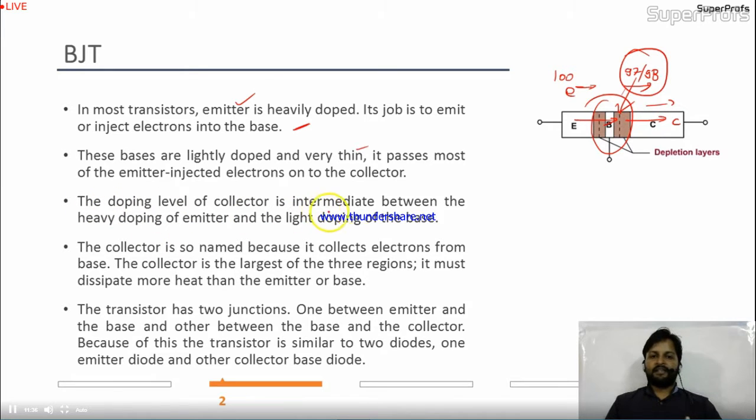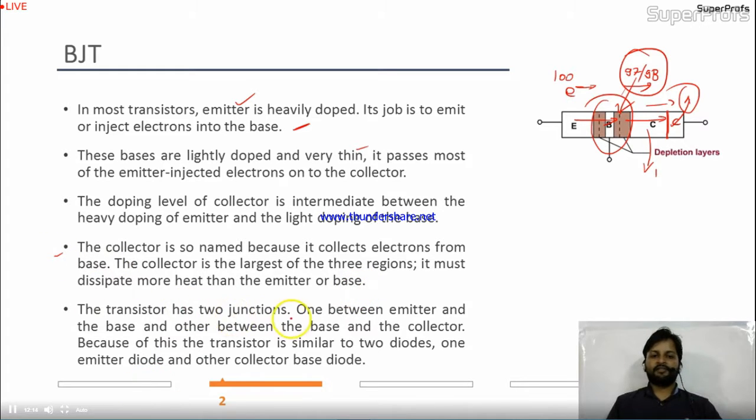The doping level of the collector is intermediate between the heavy doping of the emitter and the light doping of the base. Why? I told you earlier, because it has to collect the electrons coming from the emitter region. If the area of the collector is small, there will be a heat problem, right? The collector is so named because it collects electrons from the base. The collector is the largest of the three regions. It must dissipate more heat than the emitter or base. I hope this point is clear to you.